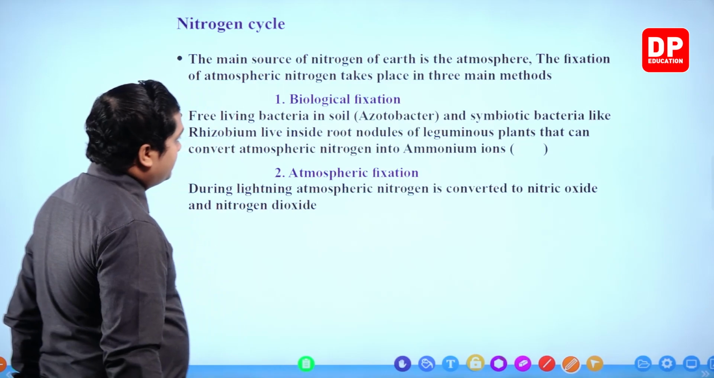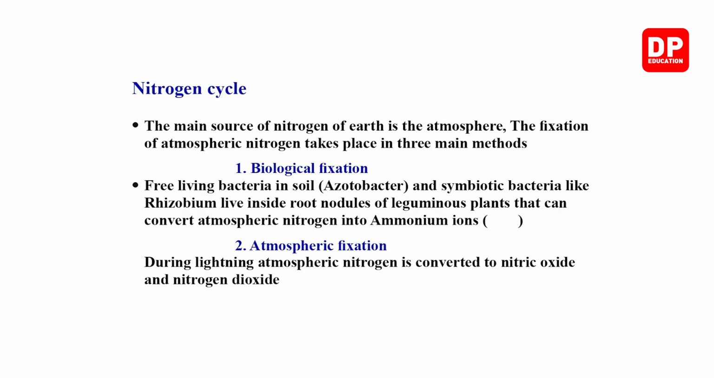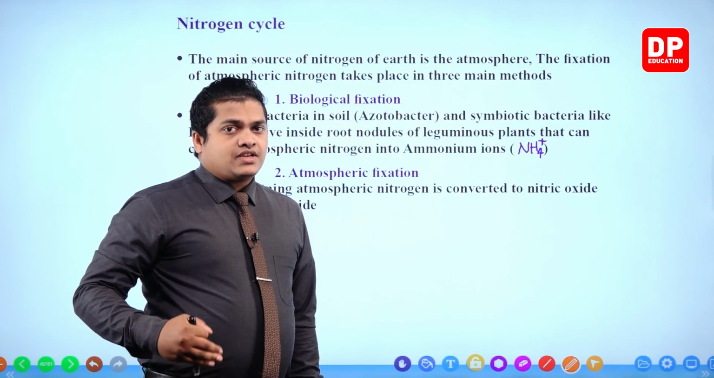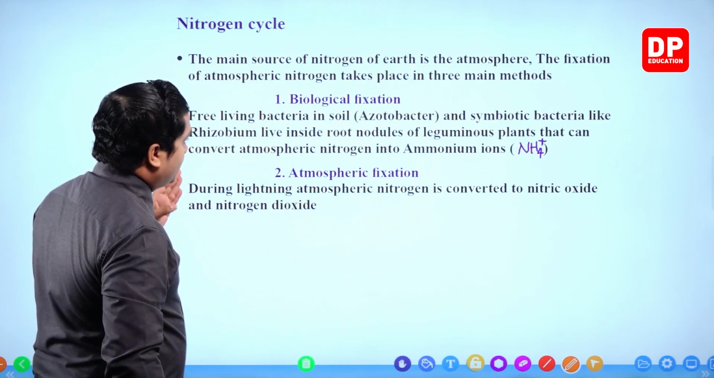The first method is biological fixation. Free living bacteria in soil, named Azotobacter, and symbiotic bacteria like rhizobium, which live inside the root nodules of leguminous plants, can convert atmospheric nitrogen into ammonium ions. You know that ammonium ions are referred to as NH4+. So this is the first and foremost conversion type of atmospheric nitrogen into nitrogen compounds, biological fixation.